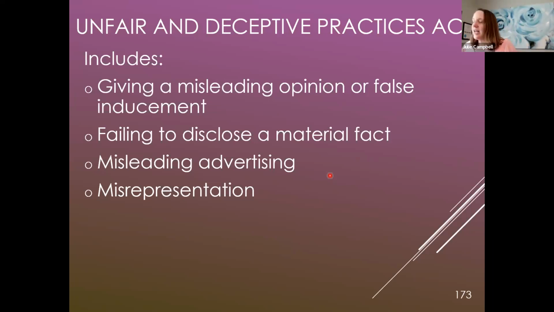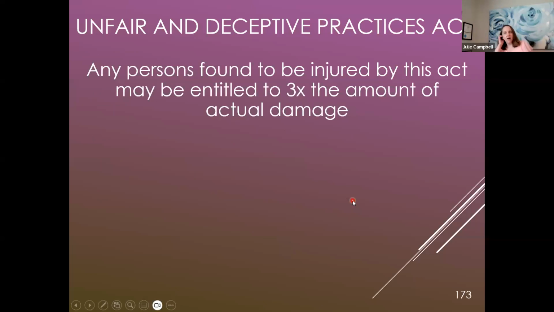If anybody, broker and or seller, is found guilty under the Unfair and Deceptive Trade Practices Act, they could be entitled to treble the damages, 3 times the damages. So you take the amount of damages awarded to the injured party and you times it by 3. Ouch.